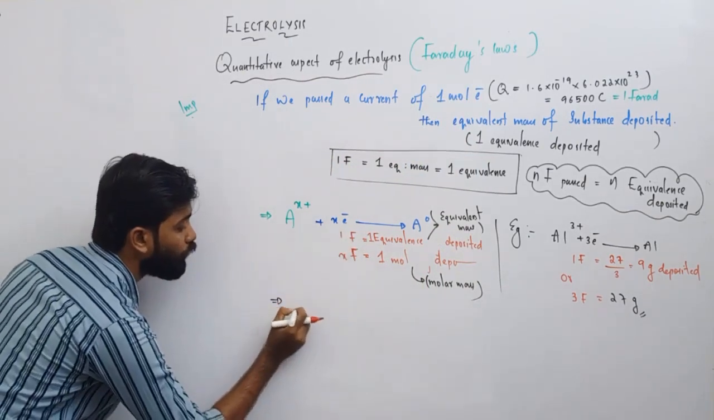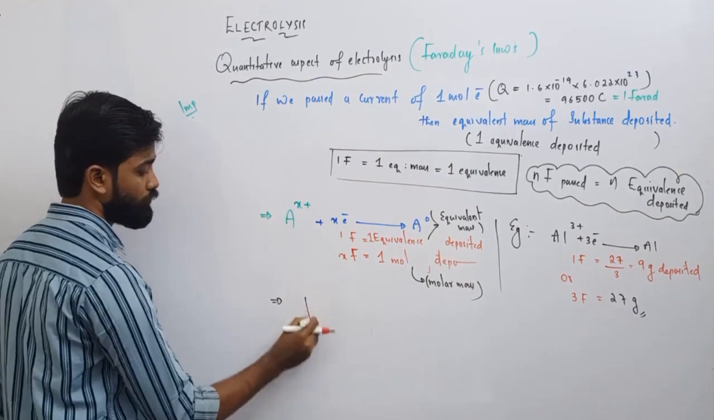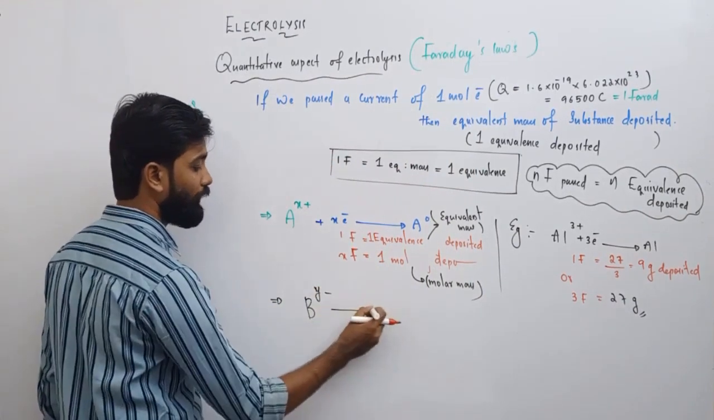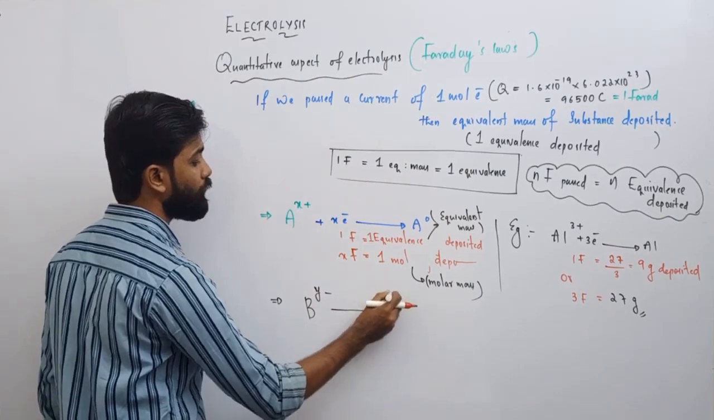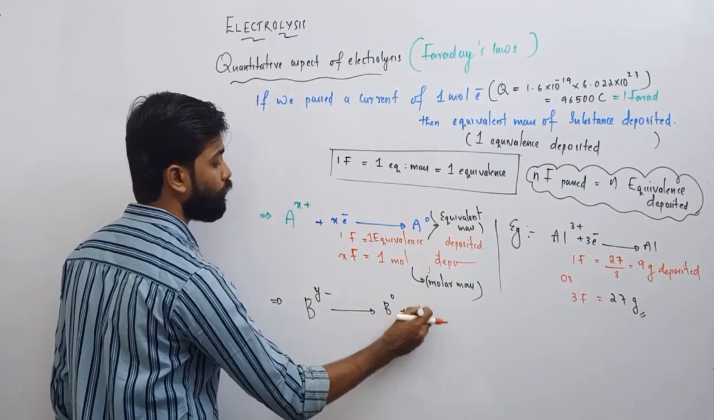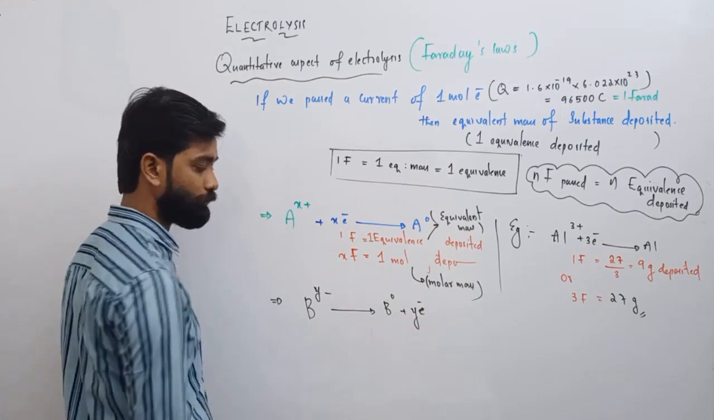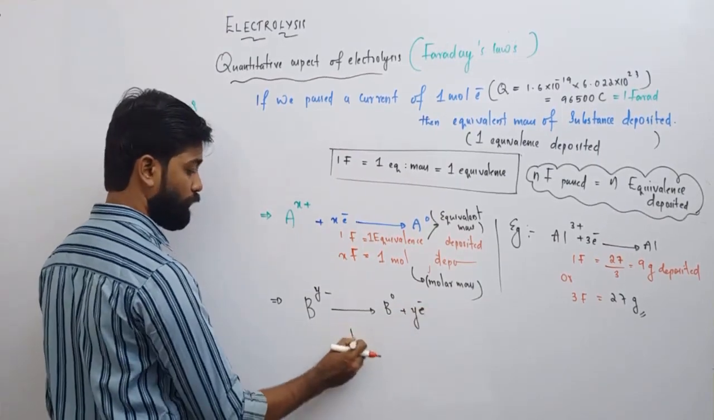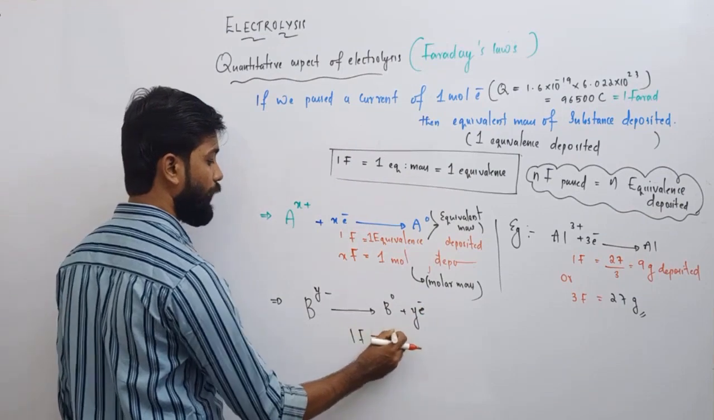Similarly, if you have an anion, let me take an anion. So B to the power Y minus is an anion, and we all know that B Y minus becomes B0 by the removal of Y electrons, right? Then what is the electron involved here? I'm sorry. First of all, if 1 farad is passed, what happens?